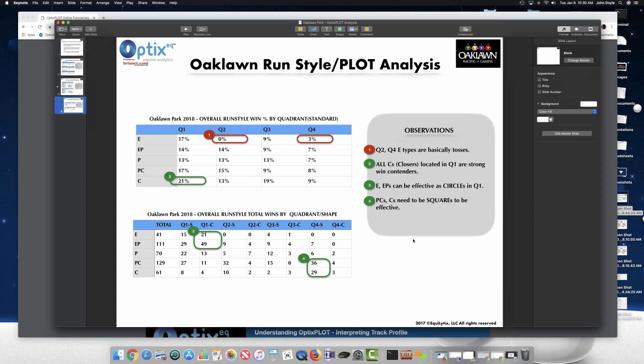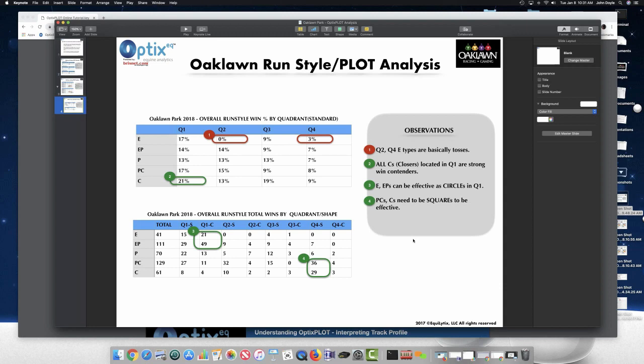They cannot win, basically, if they're in quadrants 2 and 4, and that would make sense because they would be needing to come from behind. So they're basically a toss in quadrants 2 and 4. Quadrants 1 and 3, they're forwardly placed, so they can make the lead.